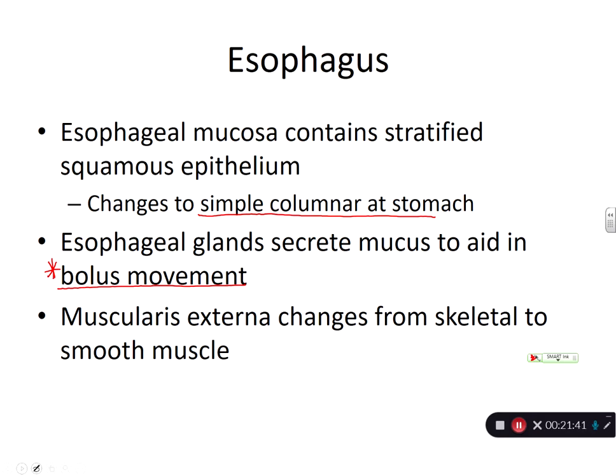And the other thing we're going to see in the esophagus is that the muscle layer is going to go from being skeletal, which you have control over, to being smooth muscle, which you do not have voluntary control over.